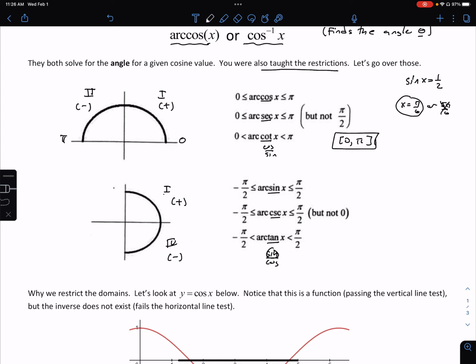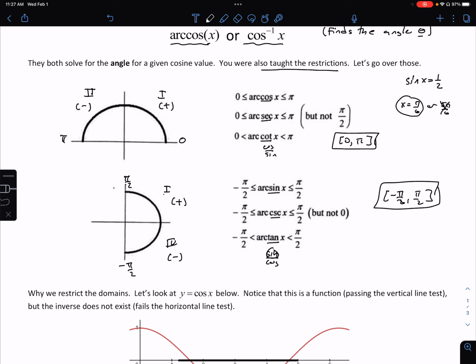Now, when we restrict arc sine, be careful, we're not going to go from pi over 2 to 3 pi over 2 because it's directional, and that's not going to give us our right quadrants. So instead, we kind of cheat a little bit. Back in pre-cal, you learned that 3 pi over 2 can be written as negative pi over 2. And so our restrictions for arc sine are going to go from negative pi over 2 to positive pi over 2.